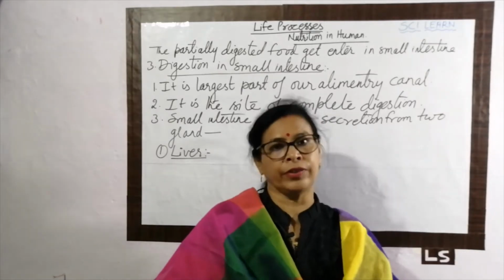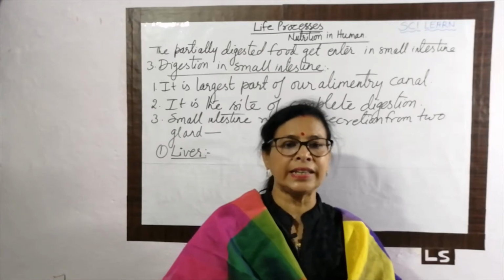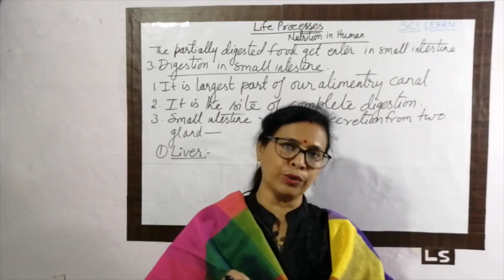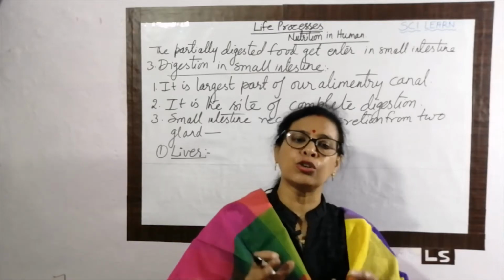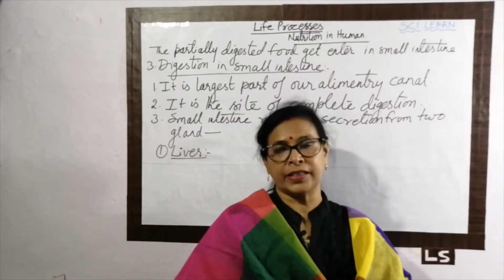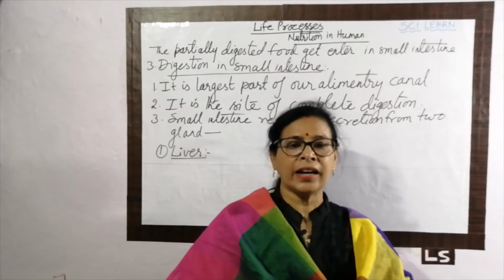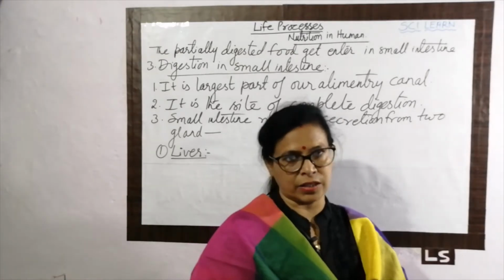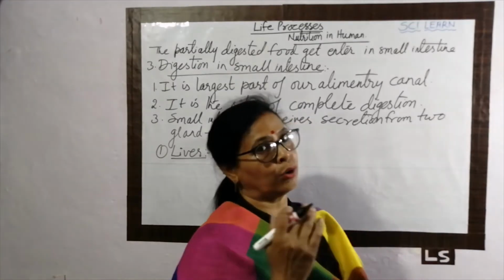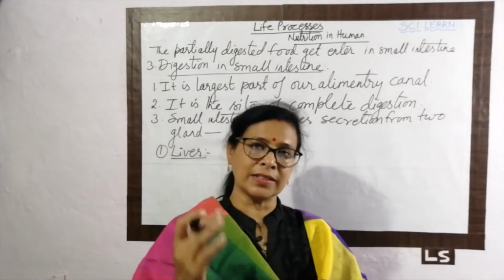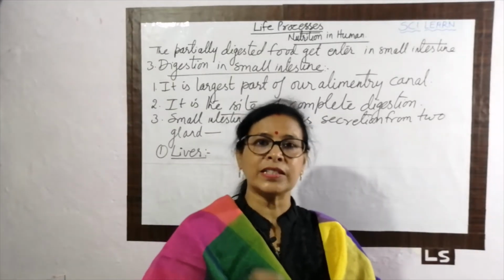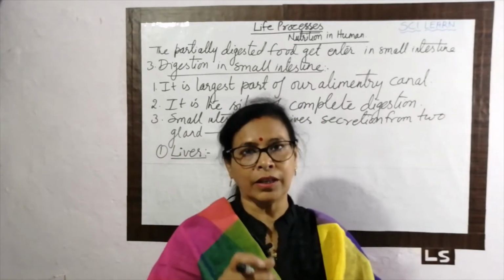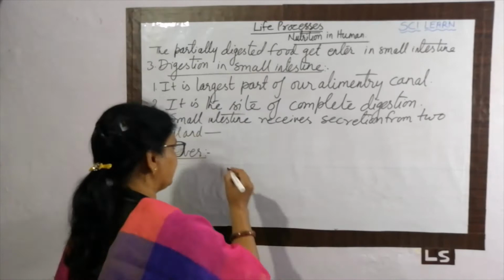So what is the role of liver? Liver actually secretes the bile. Bile is a greenish yellow fluid which is stored in the gallbladder. It is alkaline in nature and it contains the salt which emulsifies the fat. I already told you, liver is the largest gland of our body which is made up of the 5 lobes, and the important work of the liver is it secretes bile.